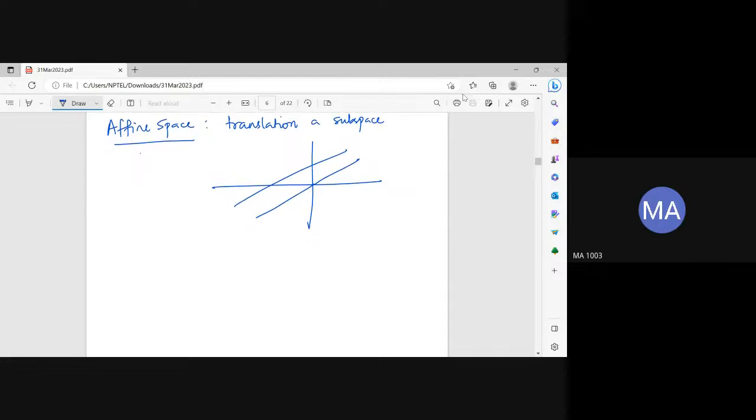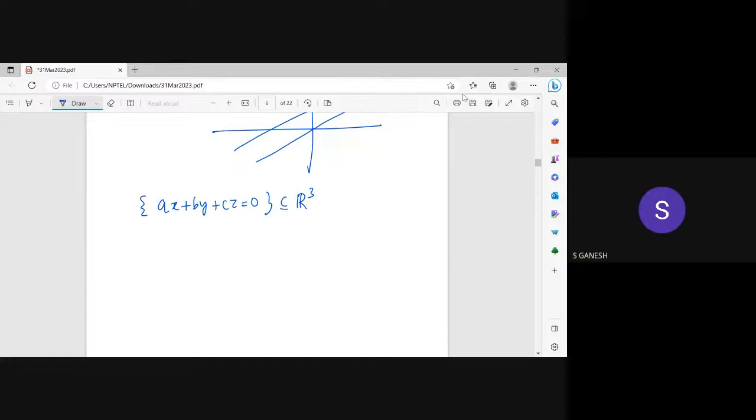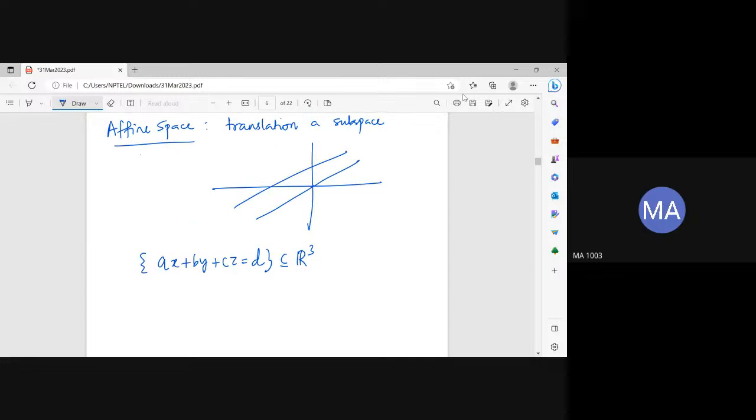So in general, an affine space is going to look something like this, say ax plus by plus cz is equal to 0. This is how a vector space in R3 is going to look, right? Instead of the 0, you'll have some number. That's an affine space, a translation of a subspace. So it's not exactly a subspace, but it's a translation of a subspace. That's it.